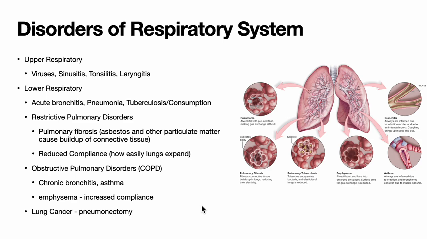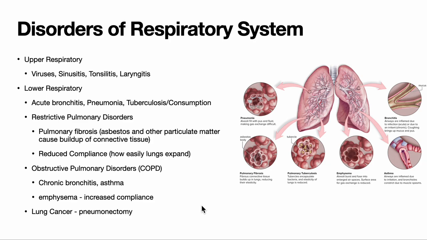You also really can't talk about respiratory system disorders without talking about restrictive and obstructive pulmonary disorders. So restrictive pulmonary disorders would include things like pulmonary fibrosis, think impacts from asbestos and other particulate matter that build up in the connective tissue of the lungs, and that reduces compliance. It makes it really hard for the lungs to expand, so inspiration is going to be more difficult.